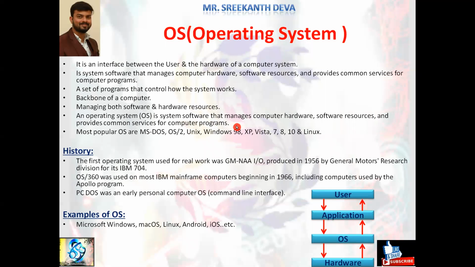Coming to the history of the operating system, the first operating system used for real work was GM-NAA I/O, produced in 1956 by General Motors Research Division for its IBM 704 machines. Simply remember the first practical operating system: batch processing, input output management, on the IBM 704, in the year 1956. So this is about the first operating system.